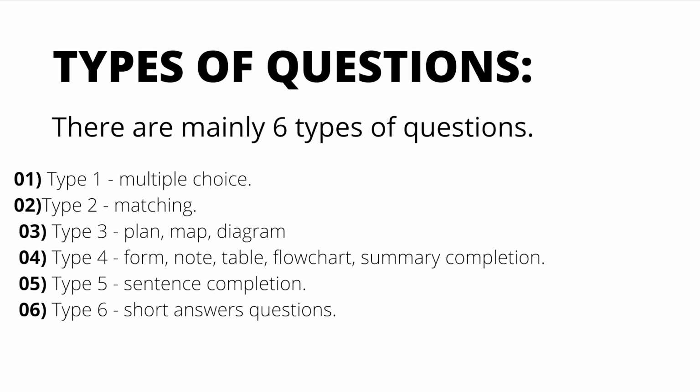Further, there are mainly 6 types of questions which come in this module. The first is multiple choice. Second is matching. The third type is plan, map, diagram. The fourth type is form, note, table, flowchart, summary completion. The fifth one is sentence completion. And the last is short answer questions.